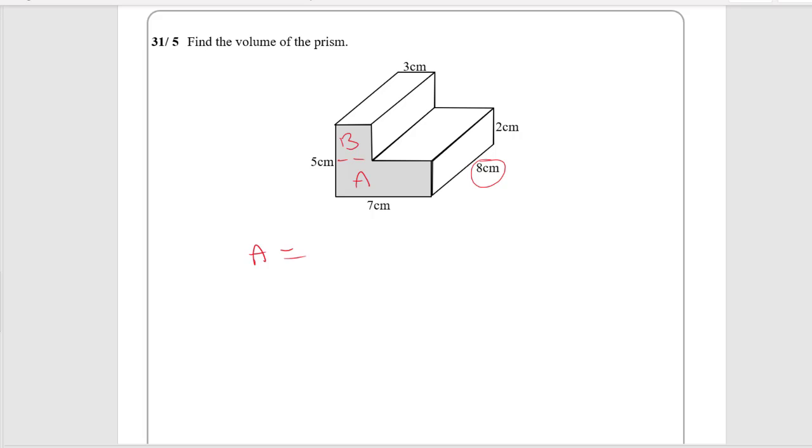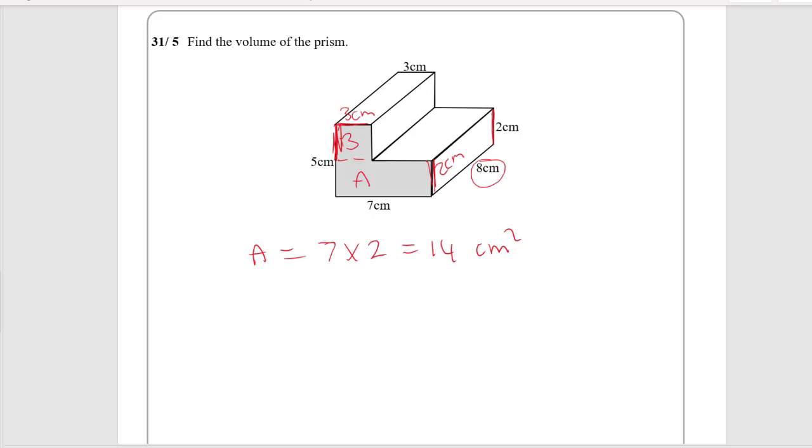Shape A, let's find the sides. 7 centimeters, the length. The width is 2 centimeters. Because this is 2, so this is 2 as well. So 7 times 2 is 14 centimeters squared.